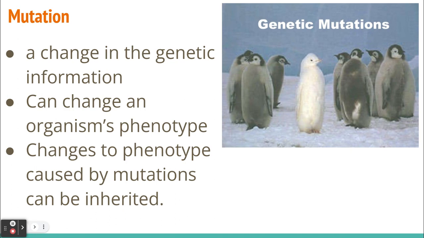Mutation. A mutation is a change in genetic information. It can change an organism's phenotype, which we will talk a little bit more about throughout this video. But phenotype is an organism's observable characteristic or traits, the physical appearance. Changes to the phenotype caused by mutations can be inherited. So if we look at the picture, we can see the genetic mutation with the penguin in the middle. He's white or albino, and the rest are what we typically think of penguins.